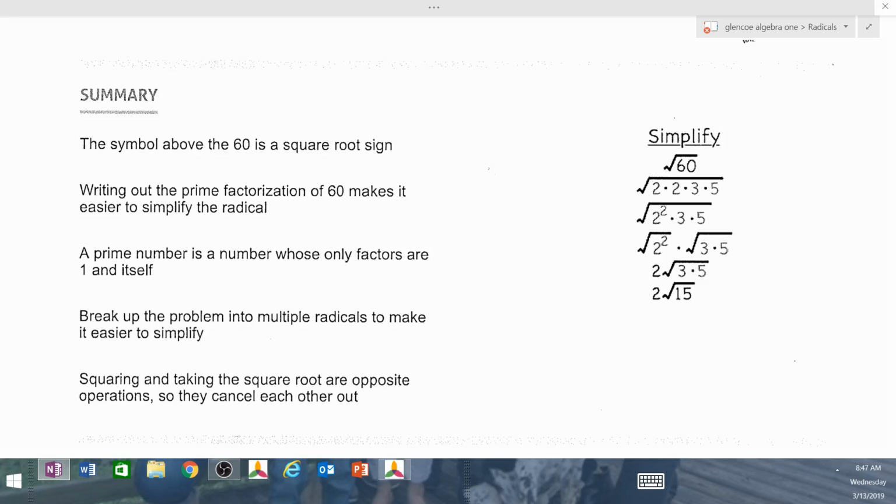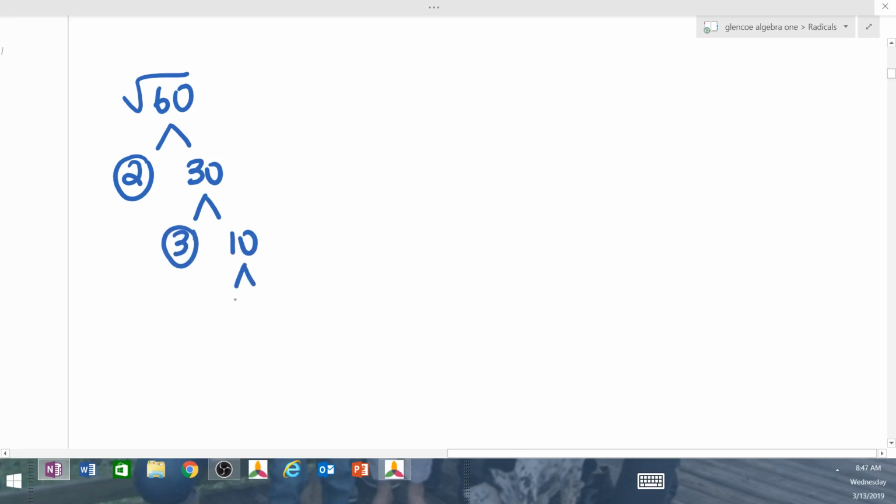Please remember, a prime number is any number that only has factors of 1 and itself. So we're just going to look at radical 60. You can prime factor it as 2 times 30. You can prime factor 30 as 3 times 10. And you can prime factor 10 as 2 times 5. Are you with me? So the prime factors of radical 60 are 2 times 2 times 3 times 5.